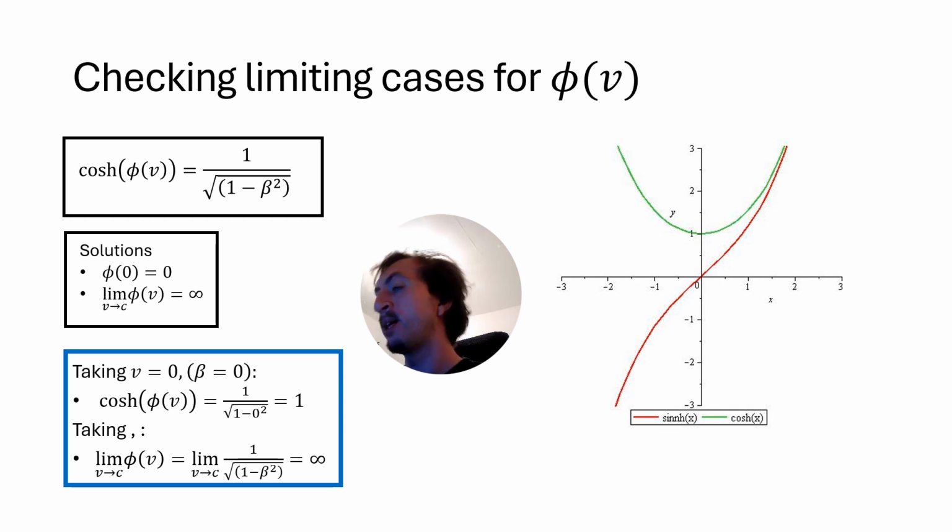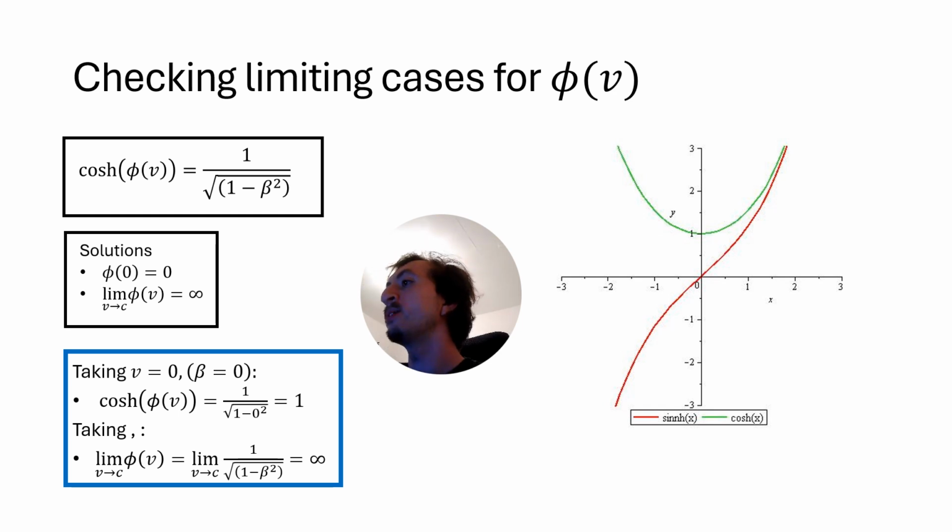And if we look at what input phi would make cosh of phi be 1? Well, cosh is our green line, and so cosh of phi is this green curve. And so if we look at where cosh of phi is 1, well, cosh of phi is 1 where the input, so when phi is 0. Therefore, phi of 0 equals 0 is entirely consistent with defining cosh of phi of v to equal 1 divided by the square root of 1 minus beta squared.